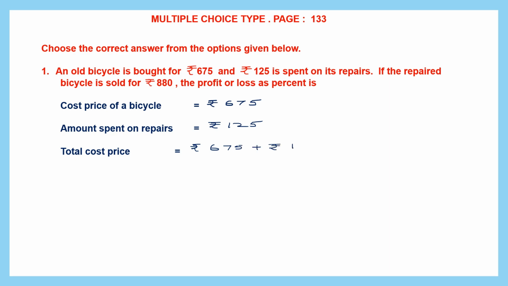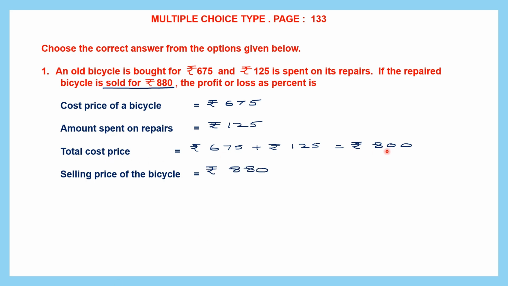So this will be the total cost price. So this is equal to 800 rupees. So that is 800 rupees. So this is the total cost price. Now the selling price is given to us. It's given here. It's sold for 880 rupees. So that is the selling price. So selling price is 880 rupees.